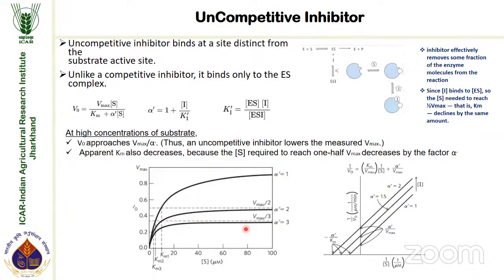So in uncompetitive inhibitors, what happens? E and S can form the enzyme substrate complex, and the enzyme substrate complex will bind to the inhibitor I, and what it does is siphon off the ES complex.